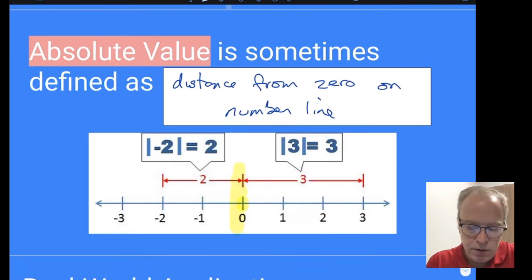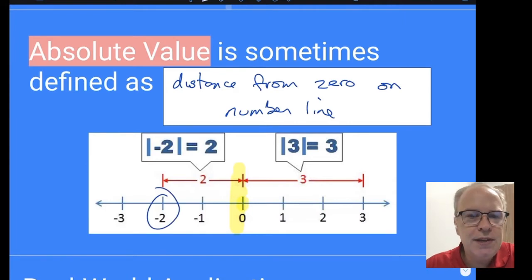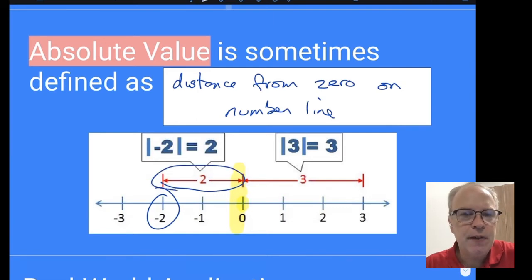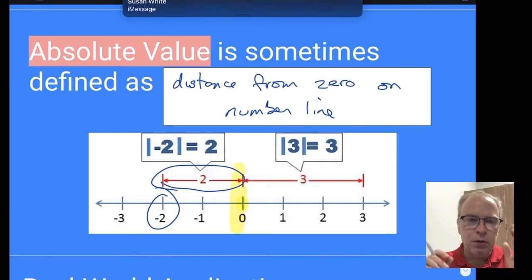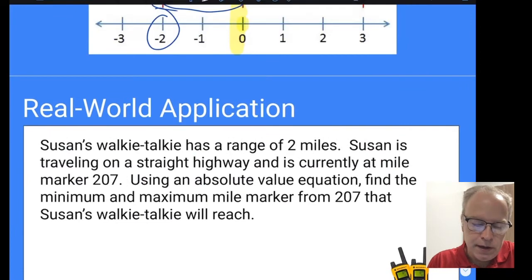So then you could ask, okay, so what is the absolute value of negative 2? Well, how far away is it from 0? It's 2. So the absolute value of negative 2 is 2 because that point is 2 units away from 0, sort of like home base. So how far away is 3 from 0? What's the absolute value of 3? Well, it's also 3. 3 units away. Okay, so that's another definition of absolute value. Remember, absolute value is where you literally don't care about the sign. All right, let's move on here.